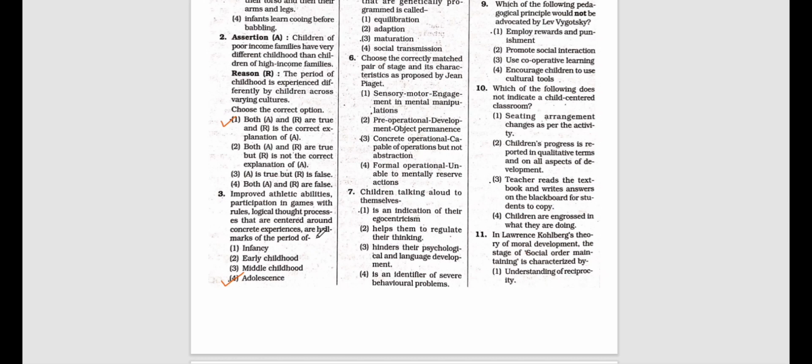Adolescence is also known as a period of stress and storm by Stanley Hall, if I'm not mistaken. If I'm mistaken, please kindly correct me. So I think Stanley Hall said that adolescence is a period of stress and storm. All right, let's go to the next question now. Question number 4.